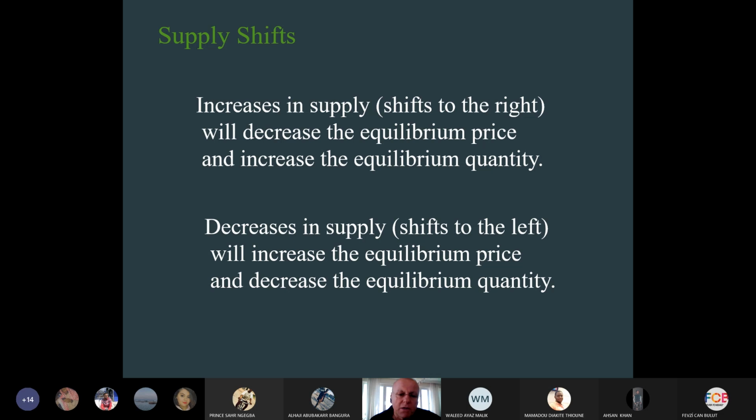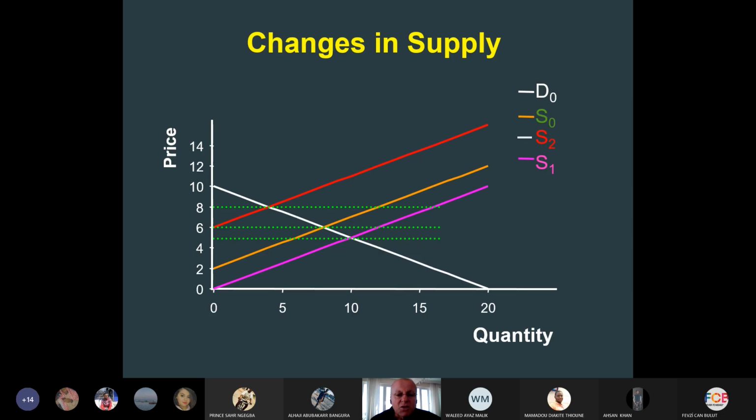An increase in supply, a shift to the right, will decrease the equilibrium price and increase the equilibrium quantity. We have mentioned this in the former chapter. And a decrease in supply, a shift to the left, will increase the equilibrium price and decrease the equilibrium quantity. And a change in supply, as you are observing here, depends on whether it goes downward or upward. It depends on what is going on in the market.